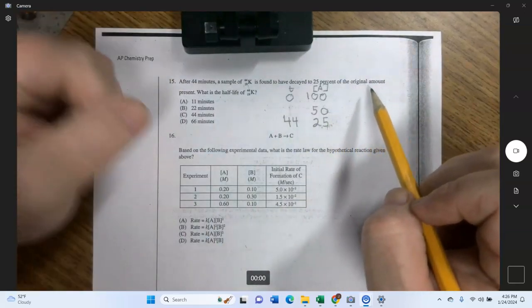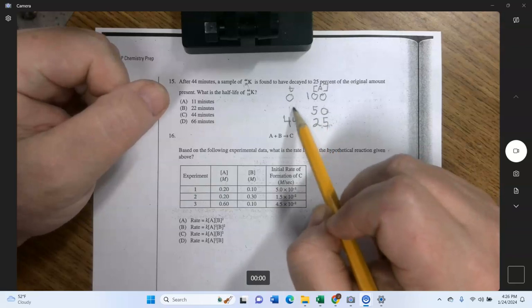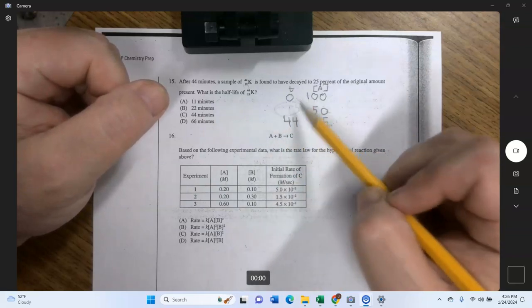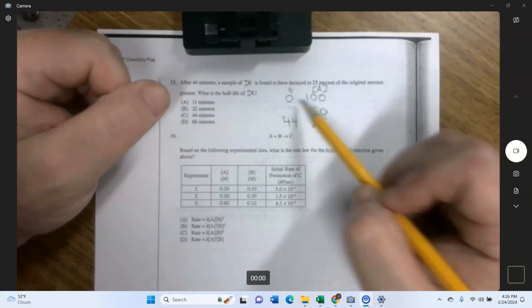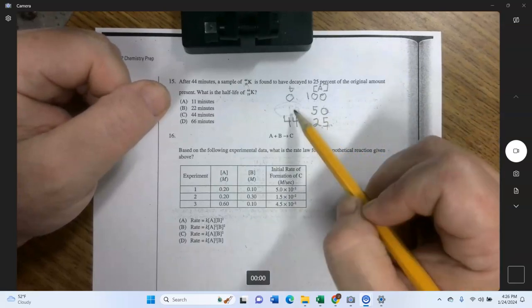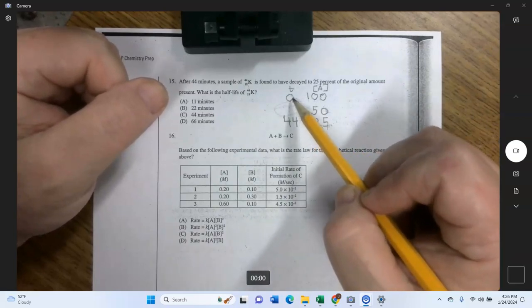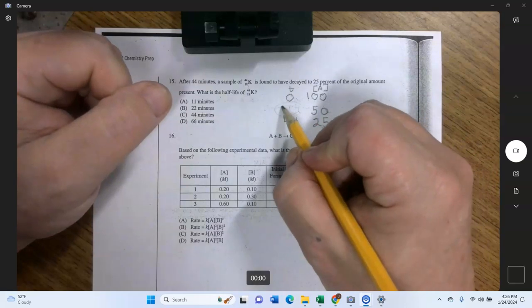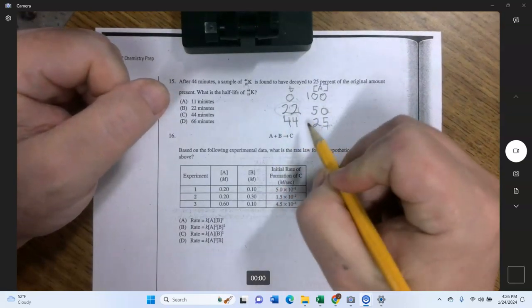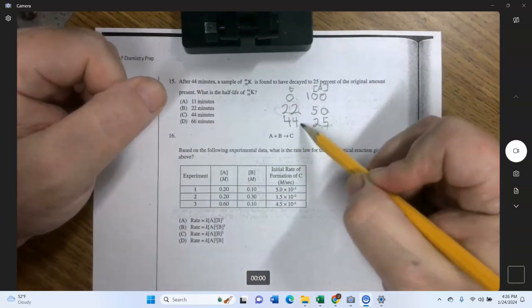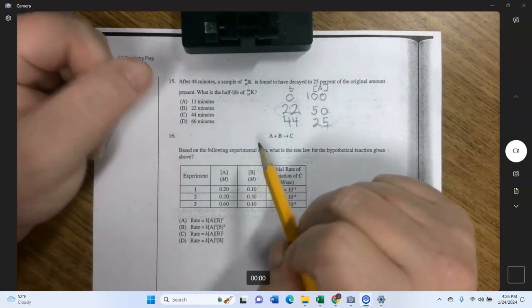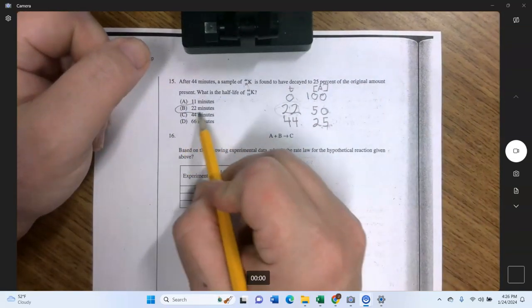Same thing. Okay, so then it's asking, what's the half-life? Well, what is one of these? Well, if it goes from 0 to there and there to there, and these numbers are going to be the same, it's going to go from 0 to 22. And then from 22 plus another 22 gets you to 44. So the half-life is 22 minutes.